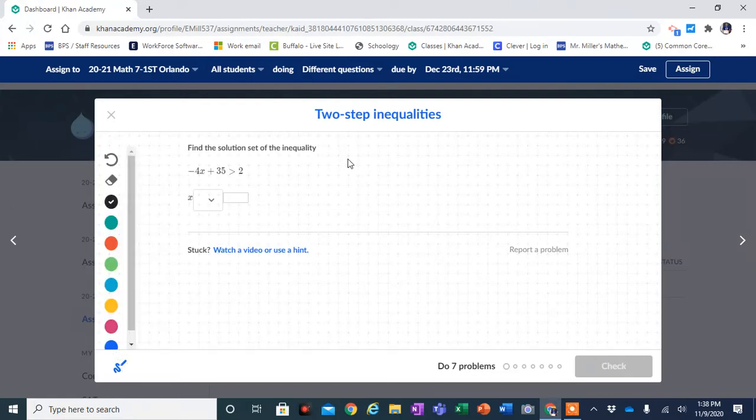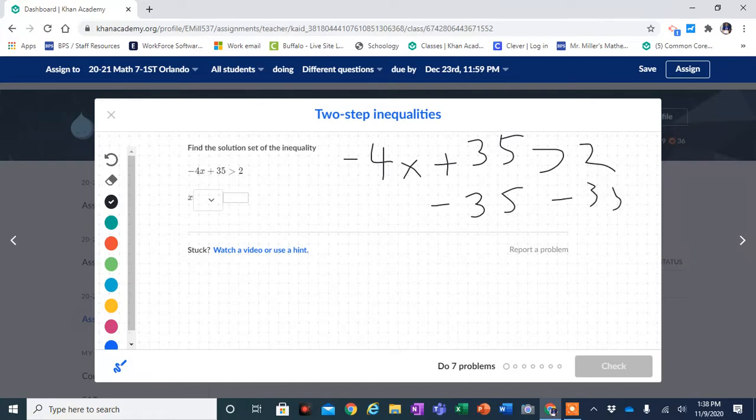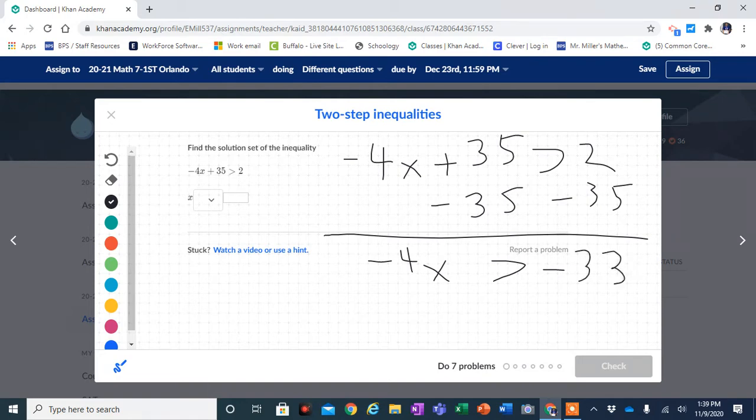So for this problem, we have negative 4x plus 35, and that's greater than 2. So we're going to subtract 35. That means this is now negative 4x greater than negative 33.